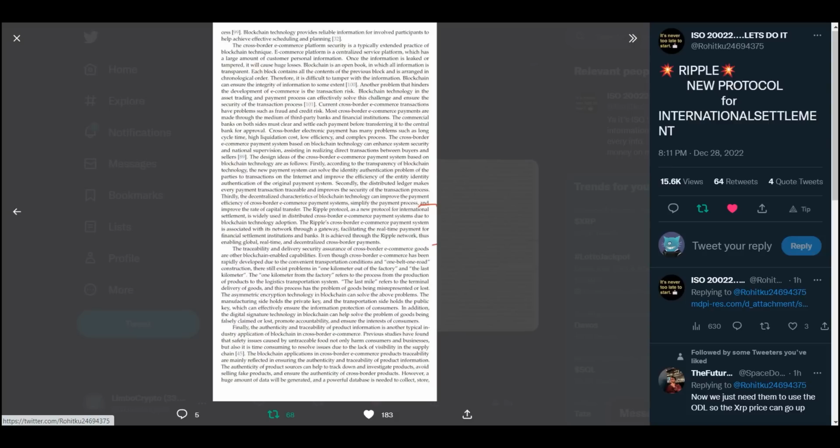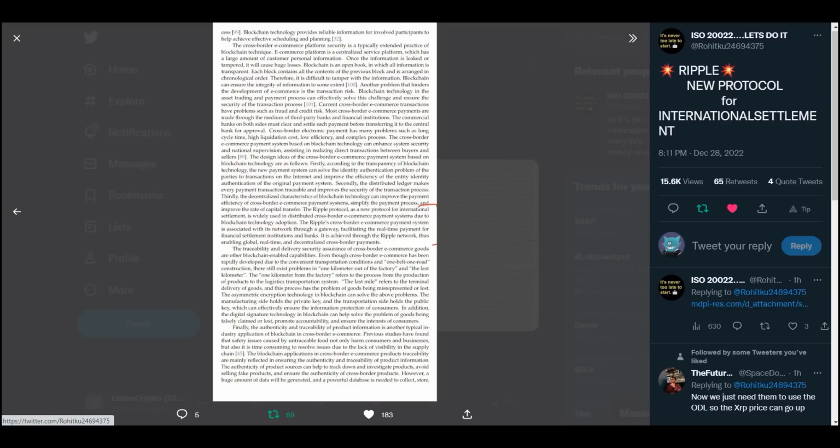The Ripple protocol is a new protocol for international settlement, widely used in distributed cross-border e-commerce payment systems. Due to blockchain technology adoption, Ripple's cross-border e-commerce payment system is associated with its network through a gateway, facilitating the real-time payment for financial settlement institutions and banks. It is achieved through the Ripple network, thus enabling global, real-time, and decentralized cross-border payments.